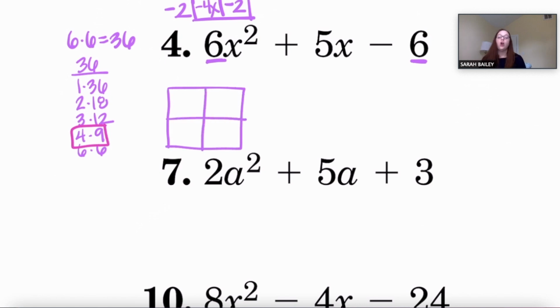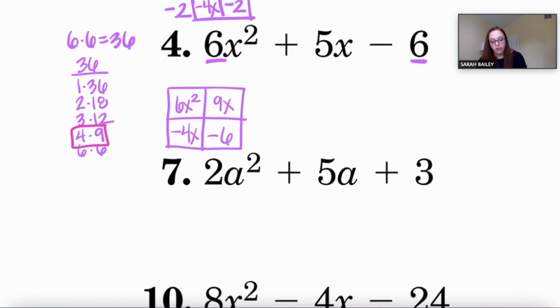Okay, we already know what goes in the top left. That's the x squared term, which in this case is 6x squared. And we already know what goes in the bottom right, which is our constant term, negative 6. The other two boxes are going to have the 4 and the 9 in them, right? But we want a positive 5, so that's going to be 9x minus 4x. Okay, so now we've filled out the box.